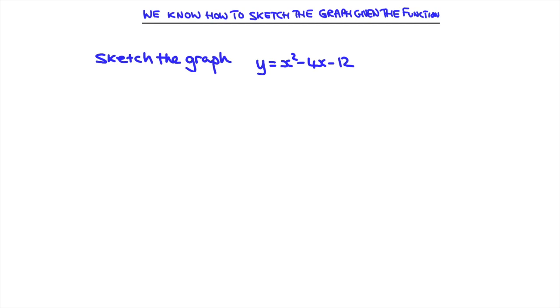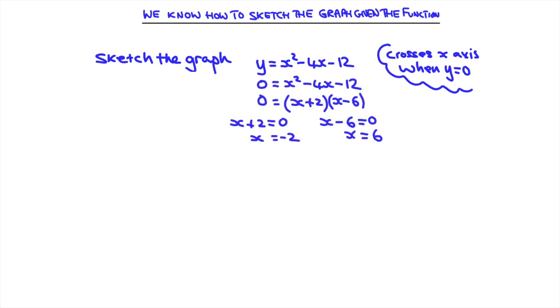And we could find where it crossed the x-axis, because we know that it crosses the x-axis when y is equal to 0. So if we substitute that in, our y equals 0, we would have a quadratic equation to solve. And we know that we would factorise that, and that we would find two solutions, x equals -2 or x equals 6. We also know that it is a U-shaped parabola, because the coefficient of your x squared term is positive.